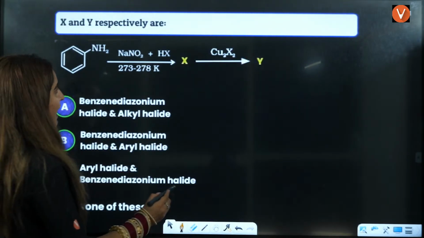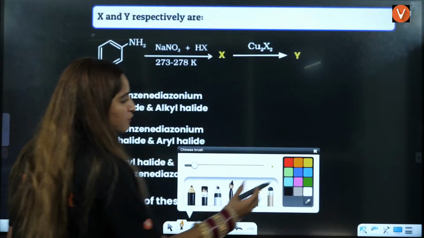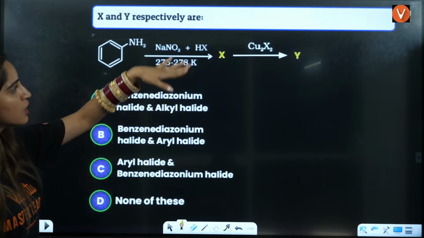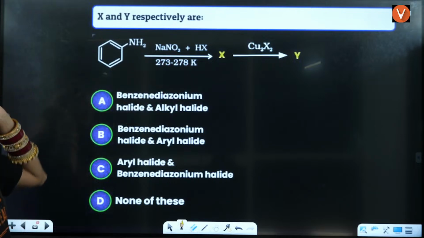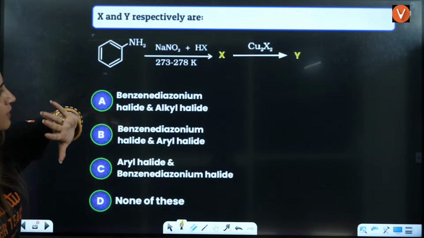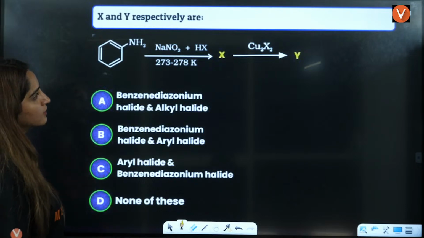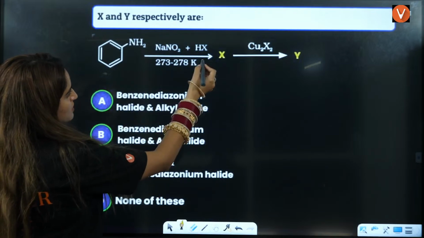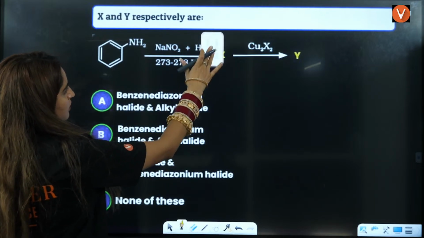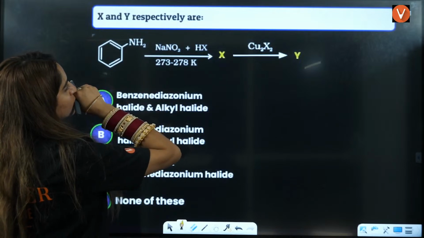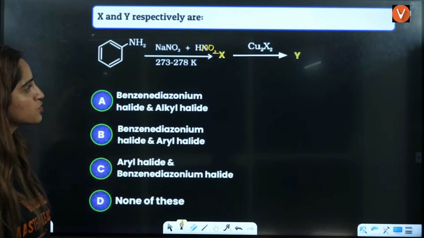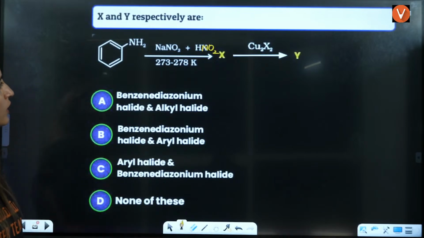Next is X and Y, they have given you X and Y. They are saying that X and Y are this. So if you see this, they are asking what X and Y are, that means this and that. So X is nothing but NaNO2 and HCl, or you can add NaNO2 and HNO2. You can add. Okay. So this will be CO2, X2 you will add there. Okay. Chalo.